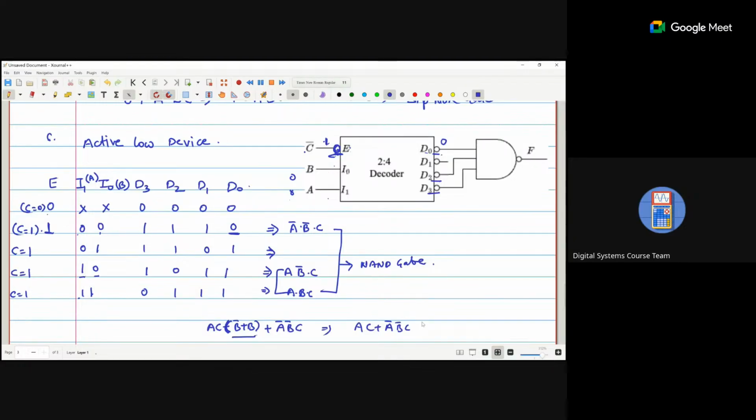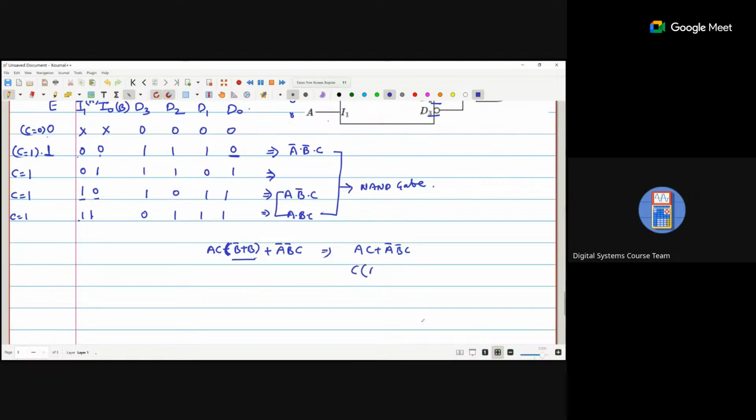Now from these two, I am taking C as common. So it is A plus A bar, B bar. A plus BC formula. So C, apply the distribution law. So A plus A bar and A plus B bar. So this is 1. So the result is C, A plus B bar. Okay.